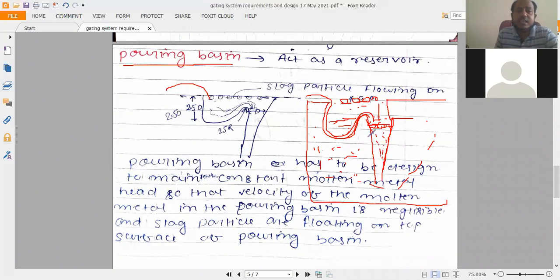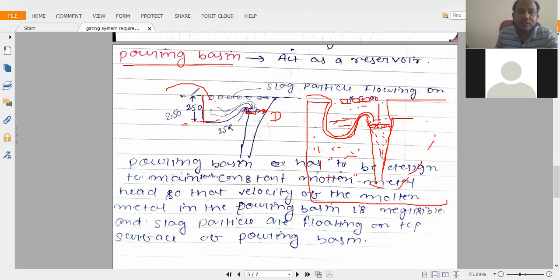So in general, in ideal conditions, the manufacturing association will keep the dimension of the pouring basin such that, if the dimension of the entry point is diameter d, then 2.5 times the diameter will be the length of the pouring basin from the top to the end point.